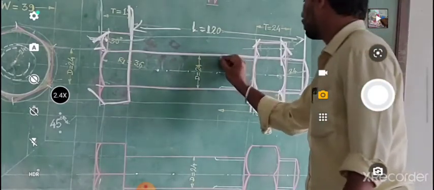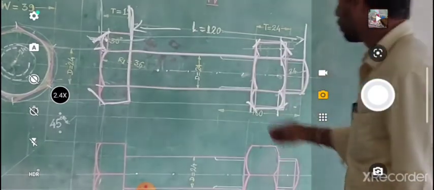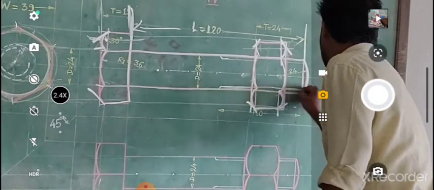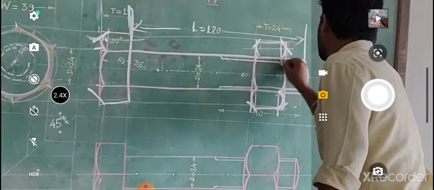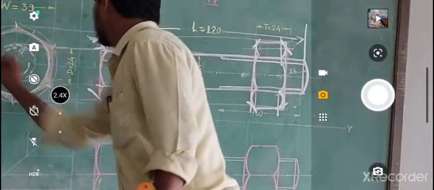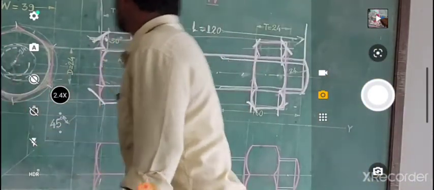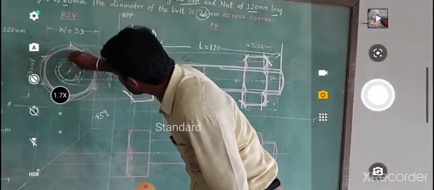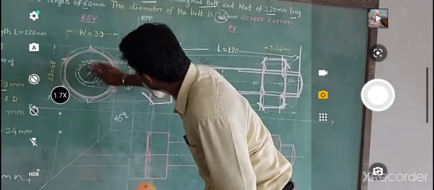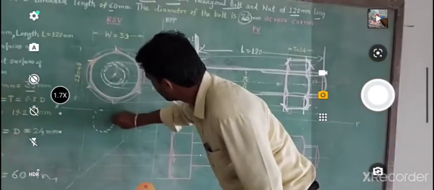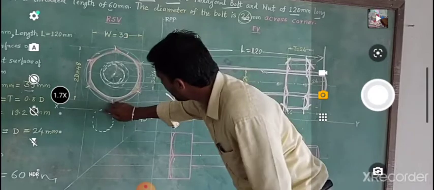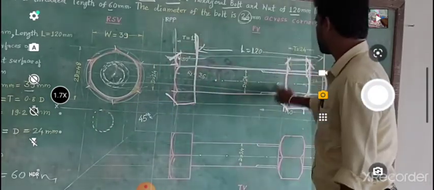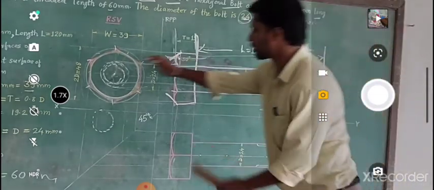And take 2 mm as the pitch of the bolt, the pitch of the thread. So 1 mm this side and 1 mm this side. You draw the external thread lines here. Same you project it here, same you project it here. So we are going to get the thread circle. Don't draw this full circle. Slightly a gap you have to keep here. This is the symbol for the external thread.